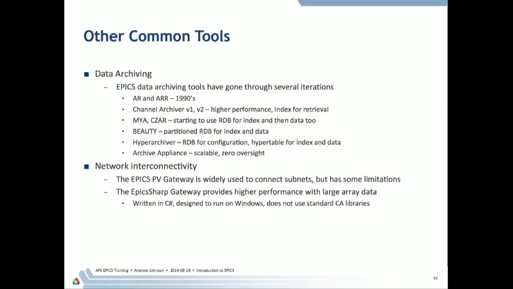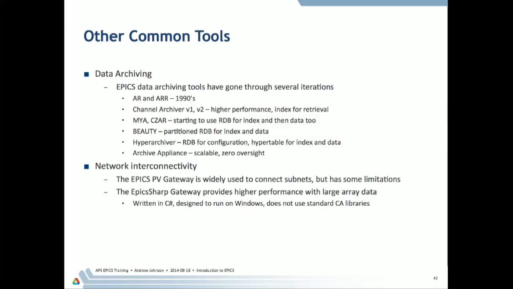Los Alamos wrote a thing called the channel archiver, and that's gone through various iterations. That was higher performance than the original archiver, and it had an index for doing data retrieval so that you could find your data reasonably quickly. I don't know very much about MYA and Caesar, but there they started to use a relational database for that index, and then they started putting the data into the relational database as well.